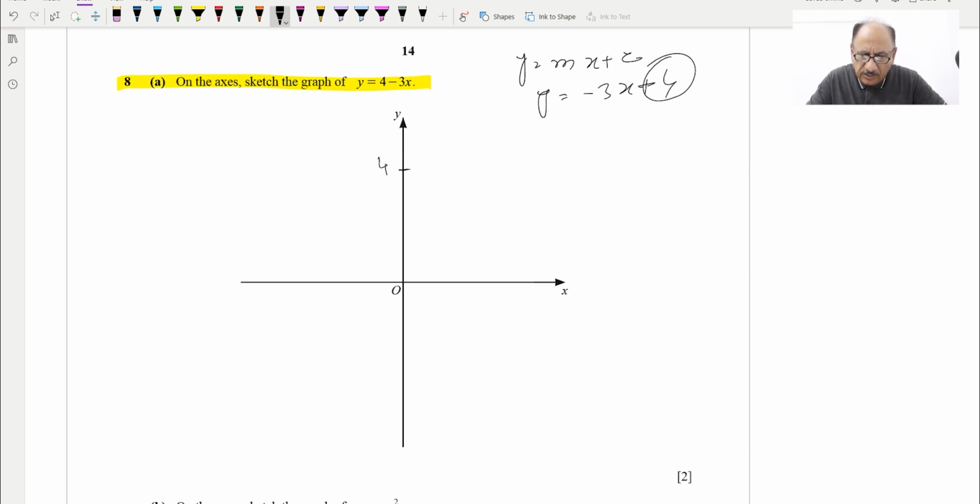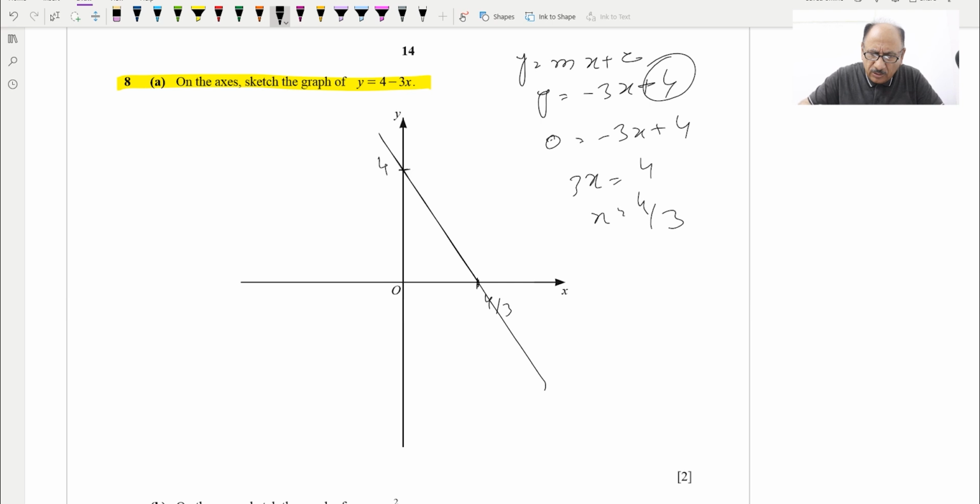On the x-axis, y will be 0, so y is equal to minus 3x plus 4 gives 3x is equal to 4, so x is equal to 4 by 3. 4 by 3 will be 1 point something, so we can take 4 by 3 here and draw the line like this one. This will show the negative gradient, and this will be the line, and that's all. This is done. This was 2 marks which we have done.